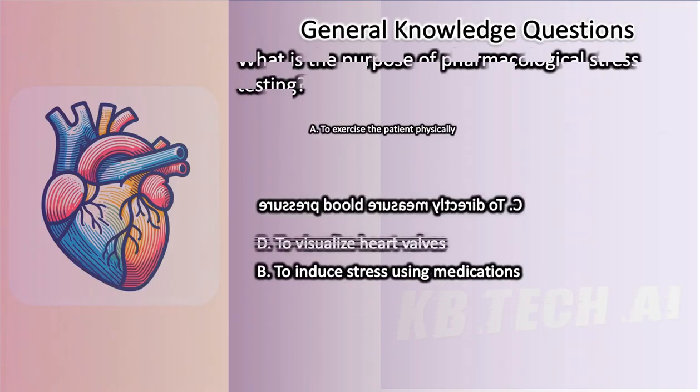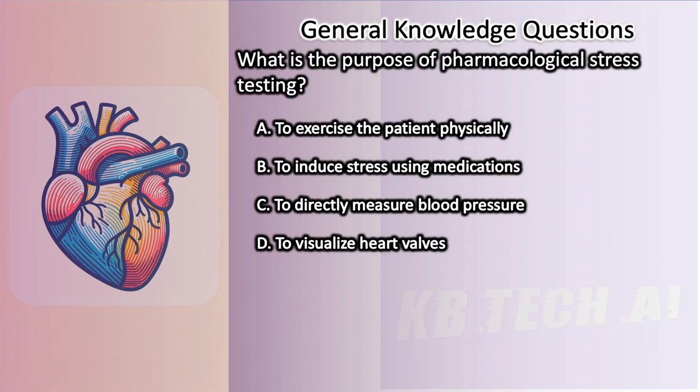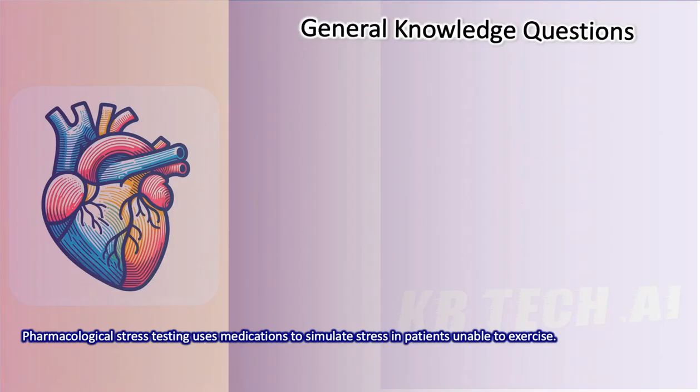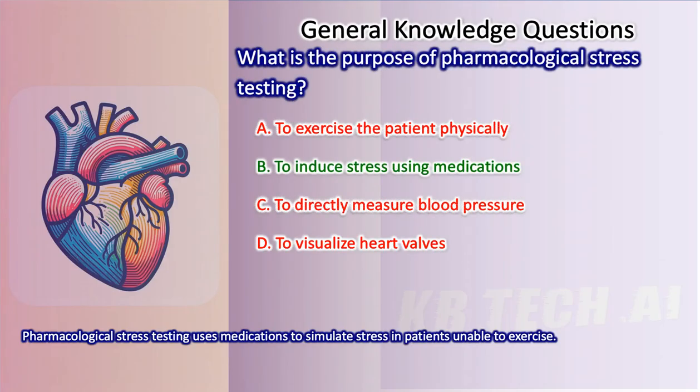What is the purpose of pharmacological stress testing? Option 1, to exercise the patient physically. Option 2, to induce stress using medications. Option 3, to directly measure blood pressure. Option 4, to visualize heart valves. The answer is option 2, to induce stress using medications.